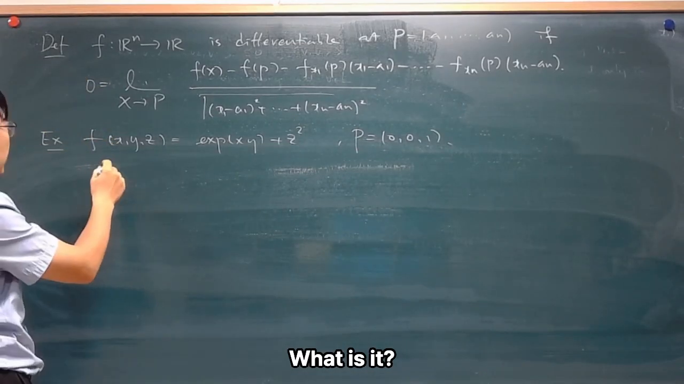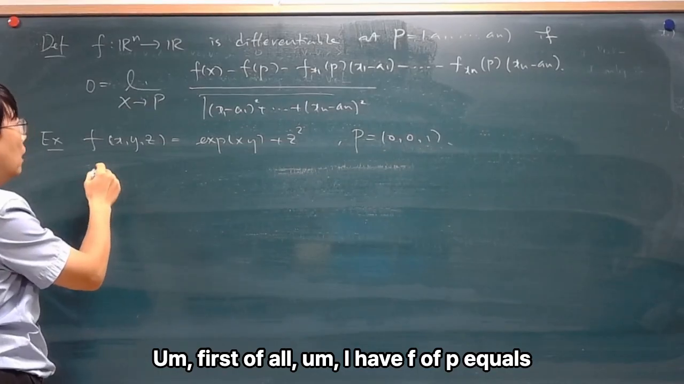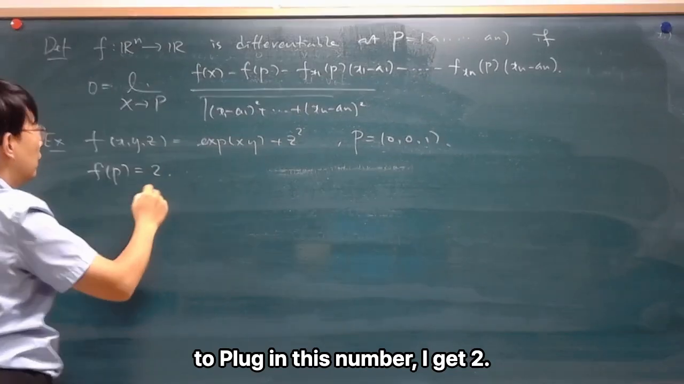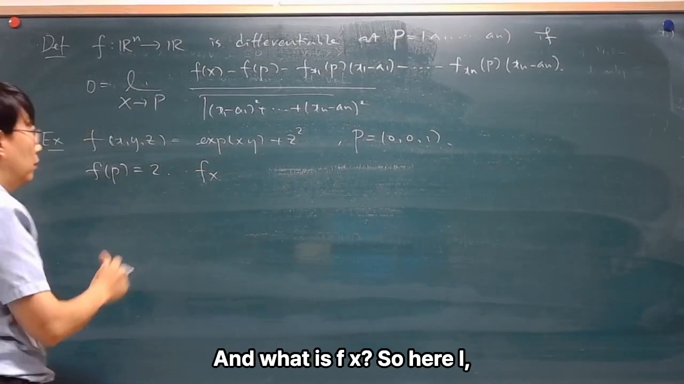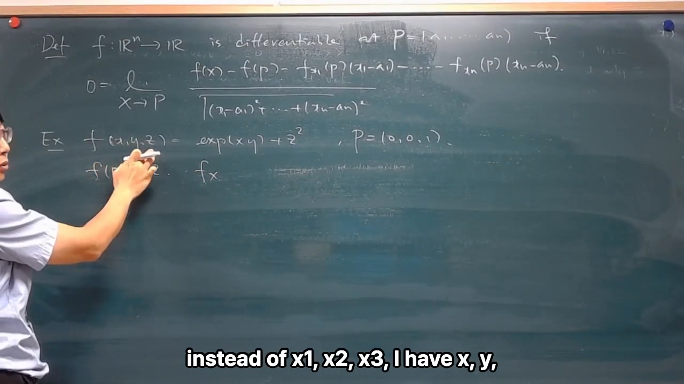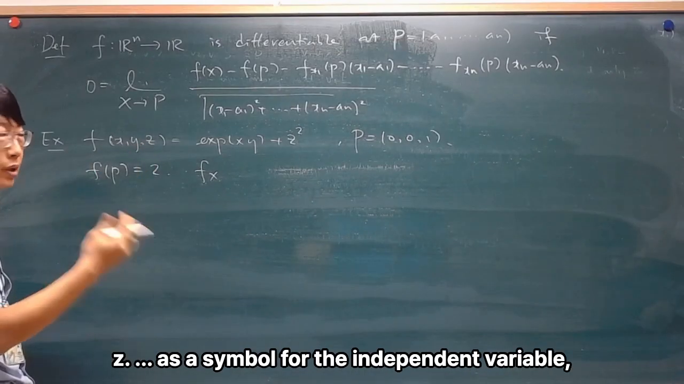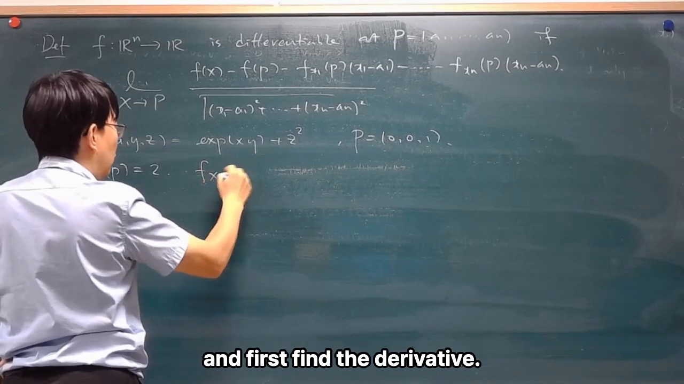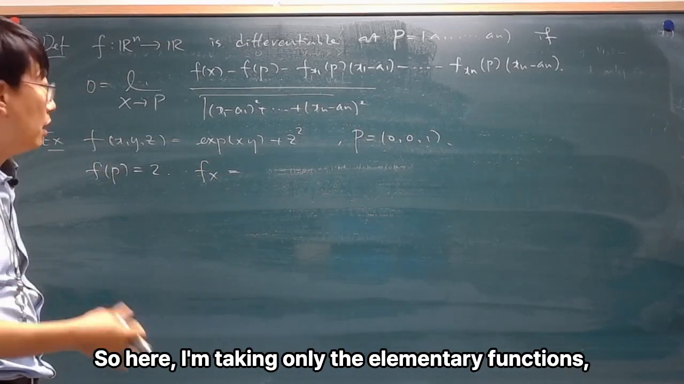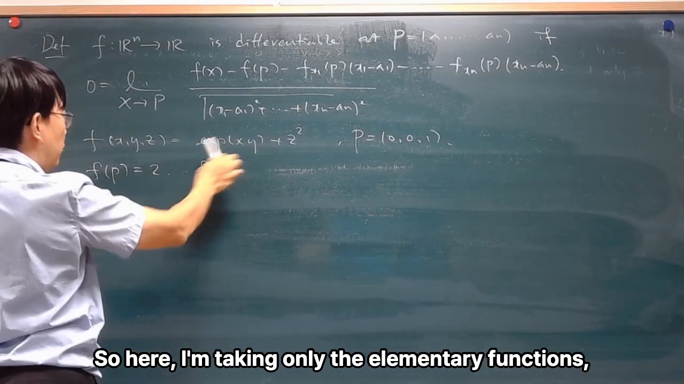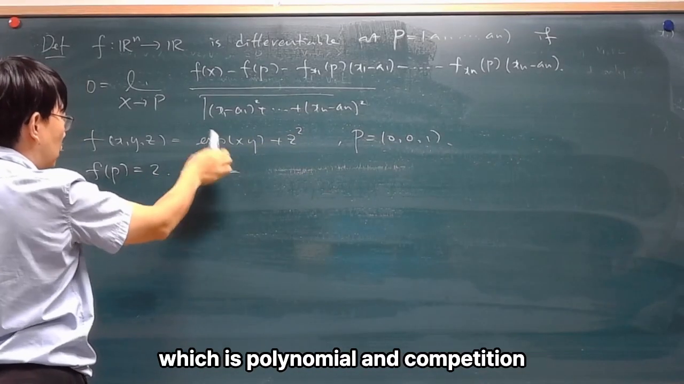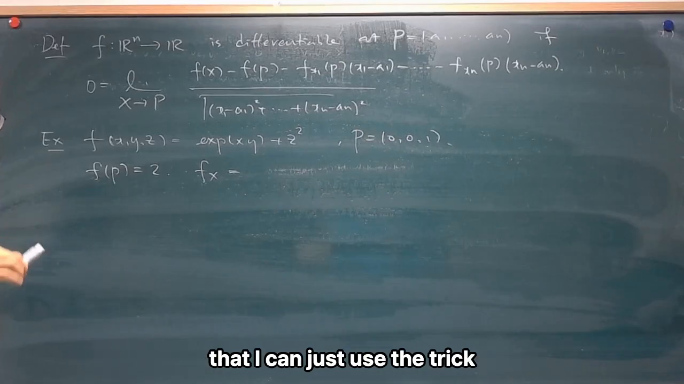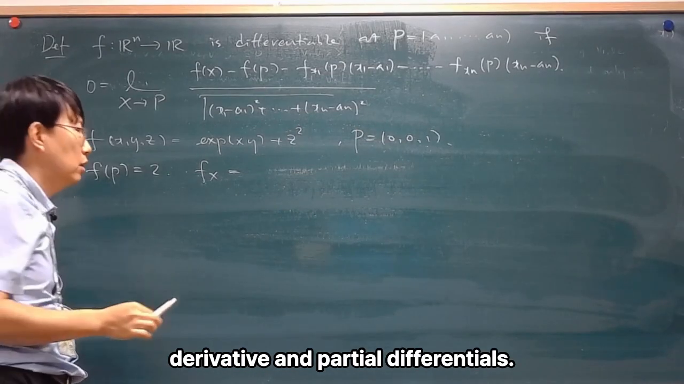So let's see. First of all, f(p), plugging in these numbers, I get 2. And what is f_x? Here, instead of x1, x2, x3, I have x, y, z as symbols for the independent variables, so I can just call it f_x. First find the derivatives. Here I'm taking only elementary functions, a polynomial and the composition of the exponential function, so these are nice functions and I can just use the trick to find the partial derivatives.